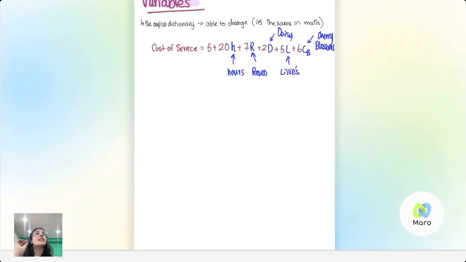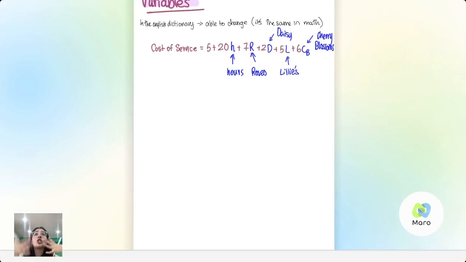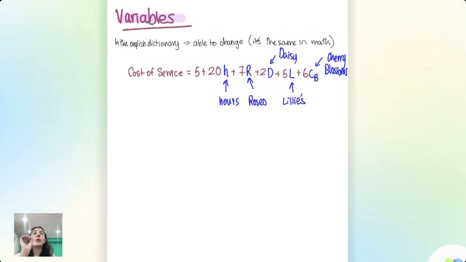Pretty easy. So does everyone understand why we have variables in math? Yeah? It's to deal with situations that are changing, but it's the same thing changing every single time. So it's always my hours, the number of roses, daisies, lilies, and cherry blossoms. It's always the same 5 things that are changing, but they are changing nonetheless, and we need a way to track them when they change. Alrighty, so now I'm going to do an example.